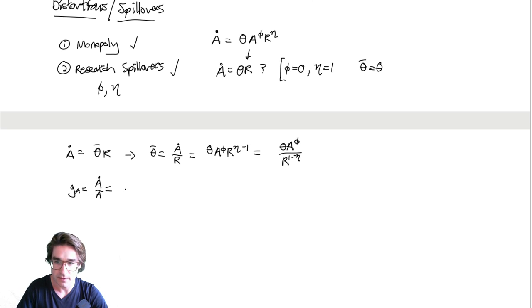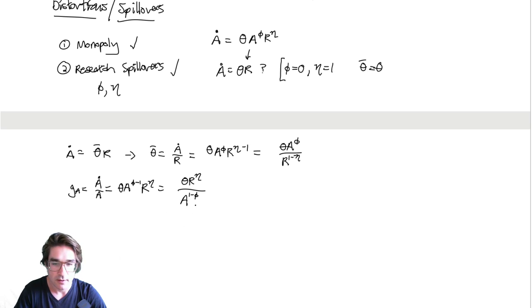That's going to be theta A to the phi minus one, R to the eta. Again, it's natural to put these two up top, and then because phi is less than one, to make this a downward force in the denominator. So here you see more research means more growth. More past technology means it's harder to get proportional growth. Past technology in levels, in the derivative sense, you build on it, you need it as an input, so it's necessary. Here it's harder to increase proportionally because you've already done so much so far.